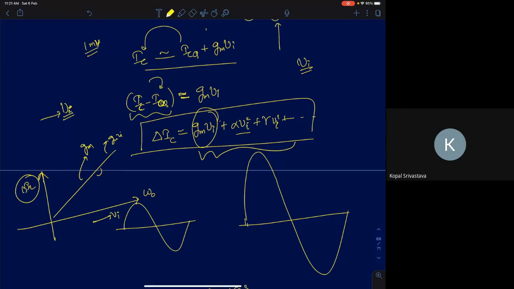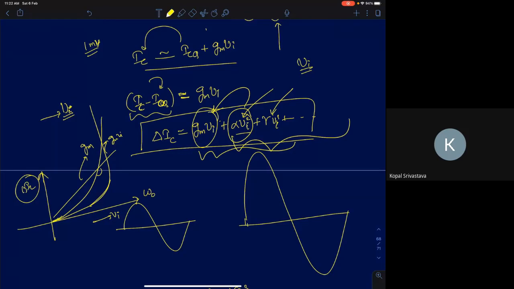What about alpha VI square? Alpha VI square starts off very low, but after a point it will start increasing. This term can become greater than the gm VI term after a certain value of input. Intuitively, the alpha VI square term will look like this. Gamma VI cube will eventually cross VI square also, because they all increase but at much faster rates. This one increases proportional to VI cube, this one proportional to VI square, and so on. So if you increase the input amplitude, these nonlinear terms will increase significantly. That's the major problem for us.